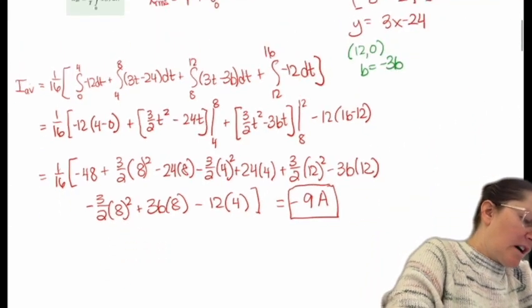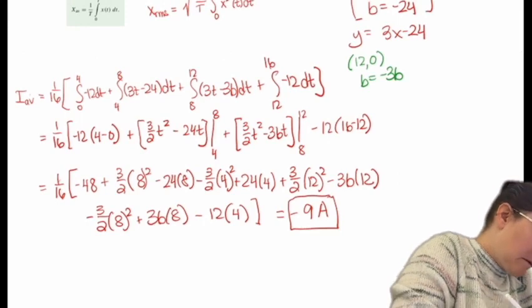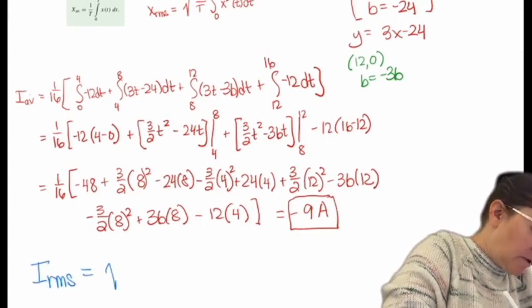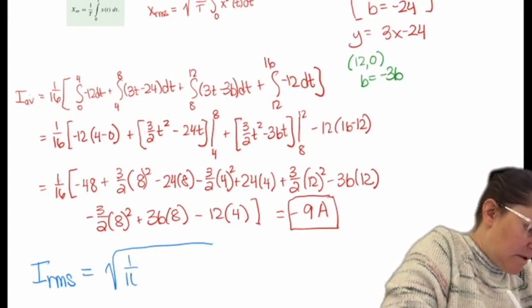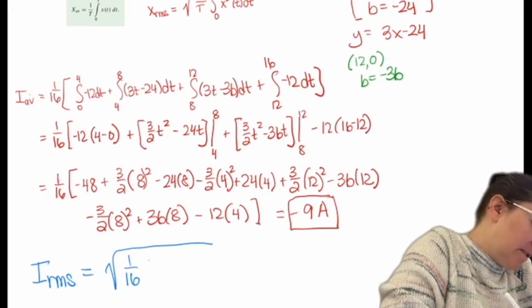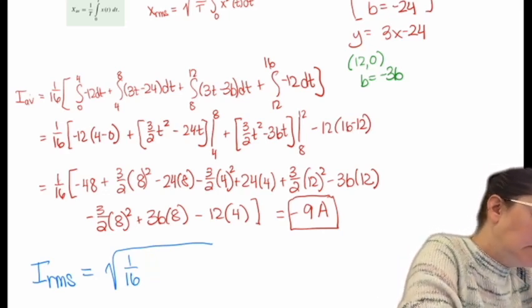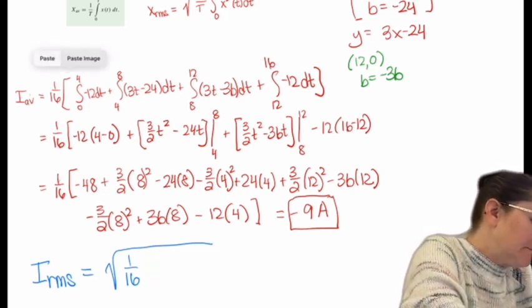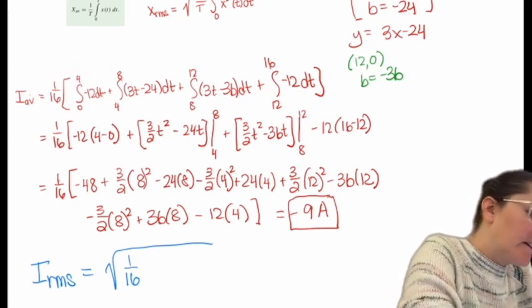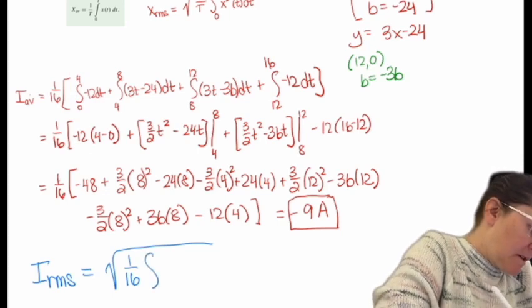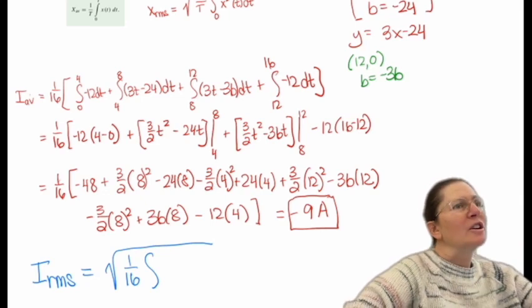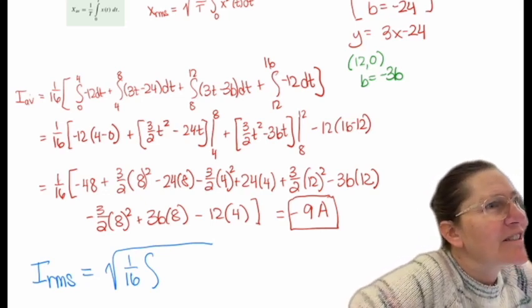All right, then the I RMS is going to equal the root of 1 over 16, and then all of these. I'm just going to copy them. Well, actually, I can't copy them. Wait, why can't we just use the negative 9? So that's the average, but the root mean square is a different value.